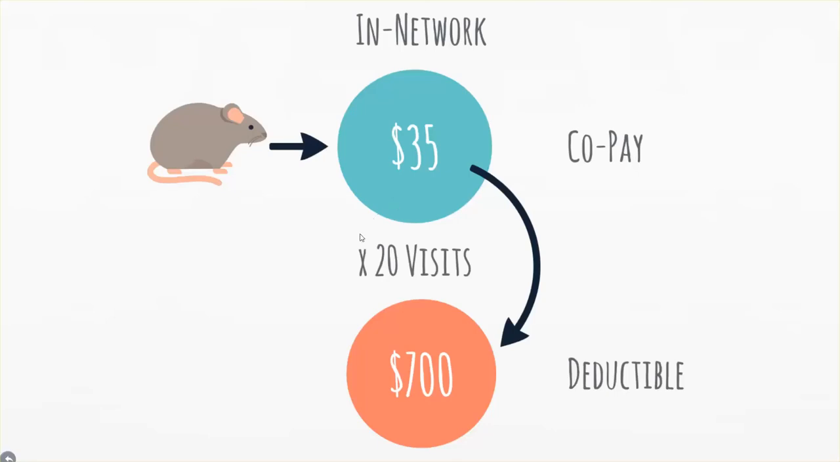And so if Mr. Mouse goes several times to see his doctor and those $35 bills start to add up to more and more and more, Mr. Mouse is looking to hit his $700 deductible. What a lucky mouse. It's hard to get a $700 deductible in America. And so once Mr. Mouse has gone to 20 visits for this $35 doctor visit, he has hit that $700 deductible, which means that if he goes to see his doctor any more times than 20 times, his health insurance will cover the entire bill.